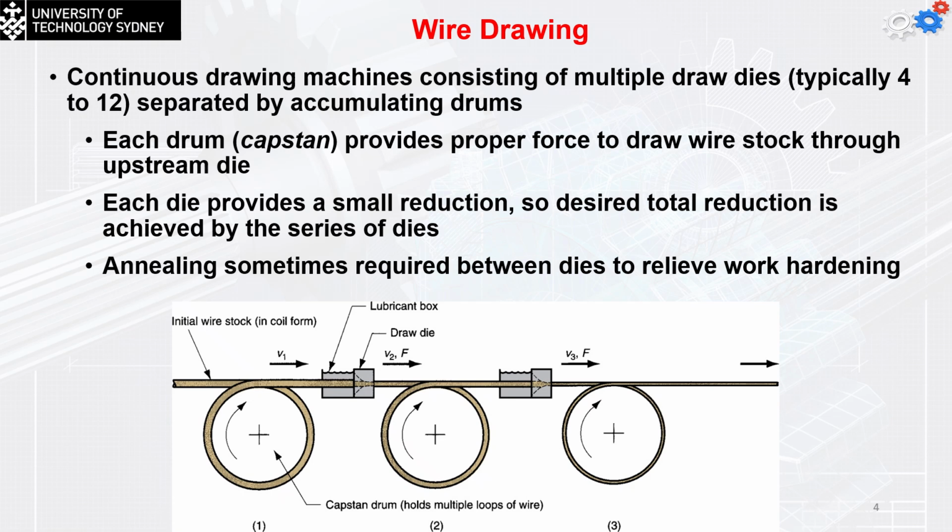Each drum, or capstan, provides a proper force to draw the wire stock through the upstream die, and each die provides a small reduction, so the desired total reduction is achieved by the series of these dies. Sometimes annealing is applied between the dies by heating up the wire after it leaves the dies, and then it's cooled down as it goes through the drums or the capstan.